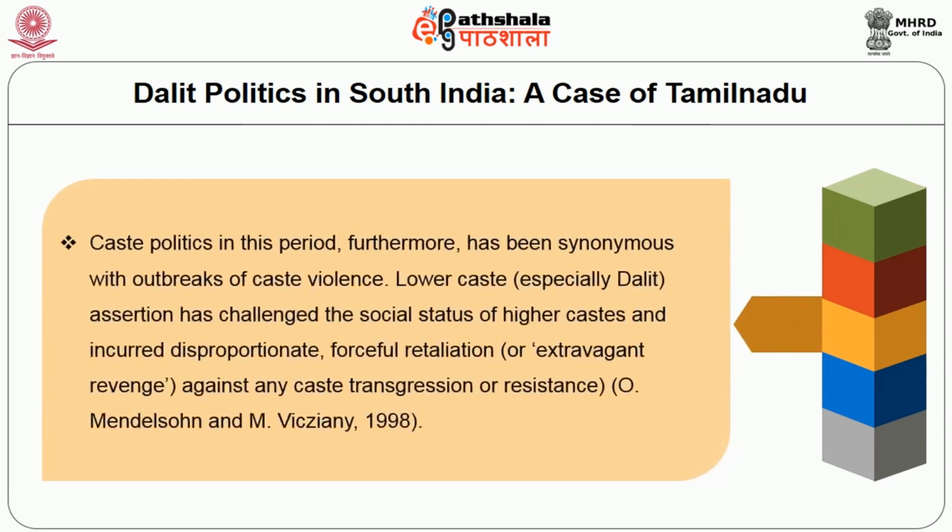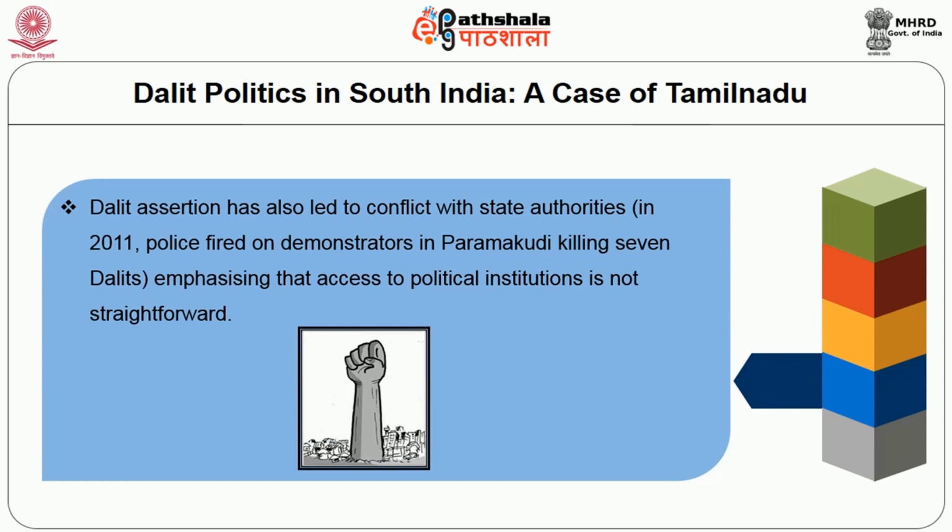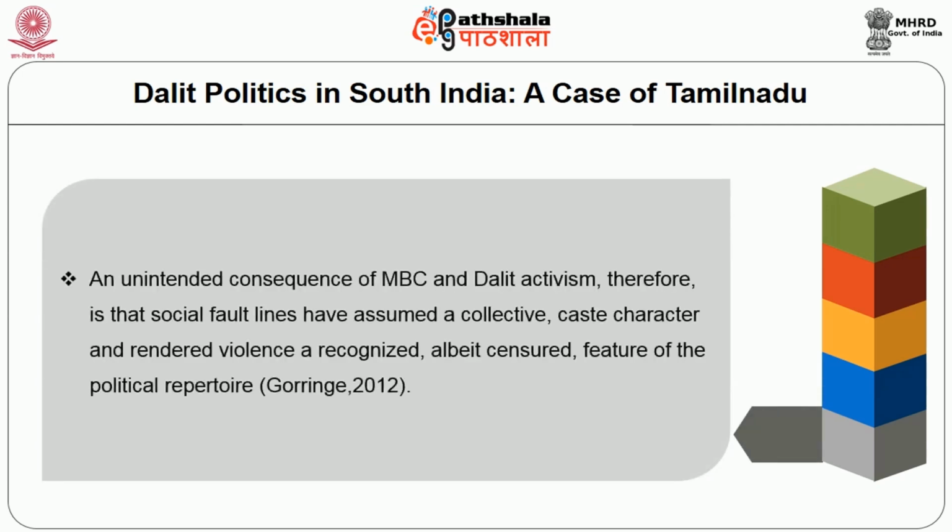Caste politics in this period, furthermore, has been synonymous with outbreaks of caste violence. Lower caste, especially Dalit assertion, has challenged the social status of higher castes and incurred disproportionate, forceful retaliation. Dalit assertion has also led to conflict with state authorities, emphasizing that access to political institutions is not straightforward. An unintended consequence of MBC and Dalit activism, therefore, is that social fault lines have assumed a collective caste character and rendered violence a recognized, albeit censured, feature of the political repertoire.